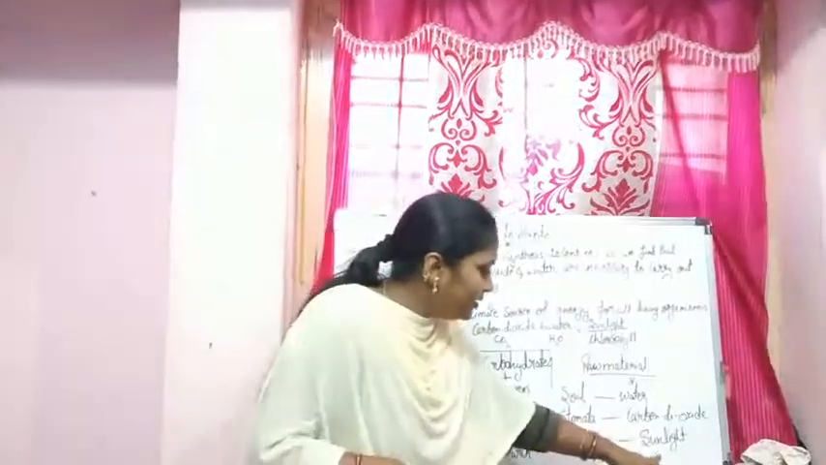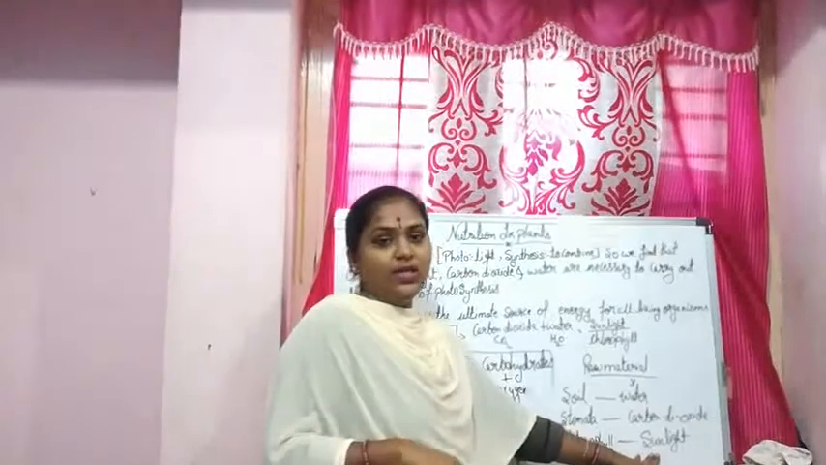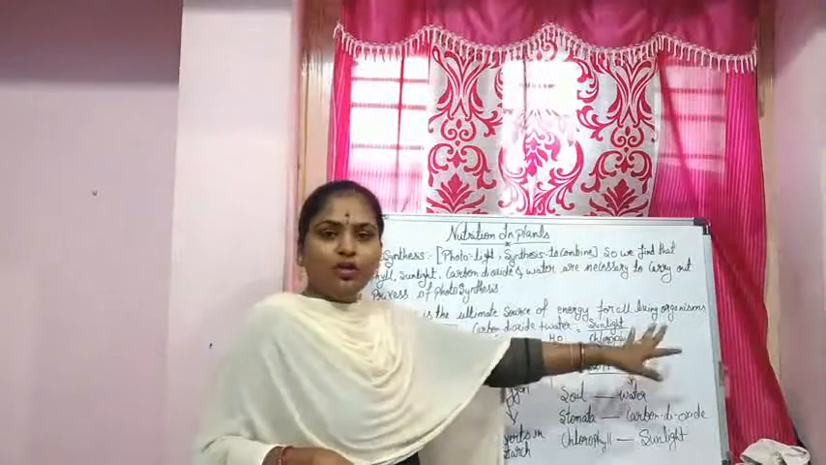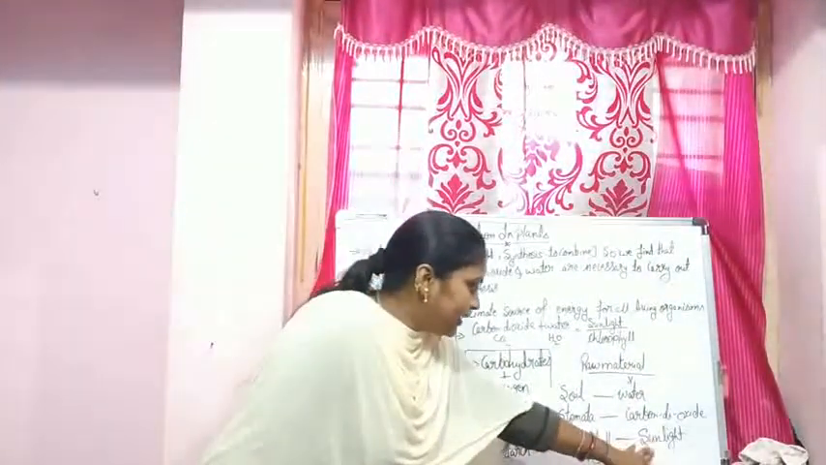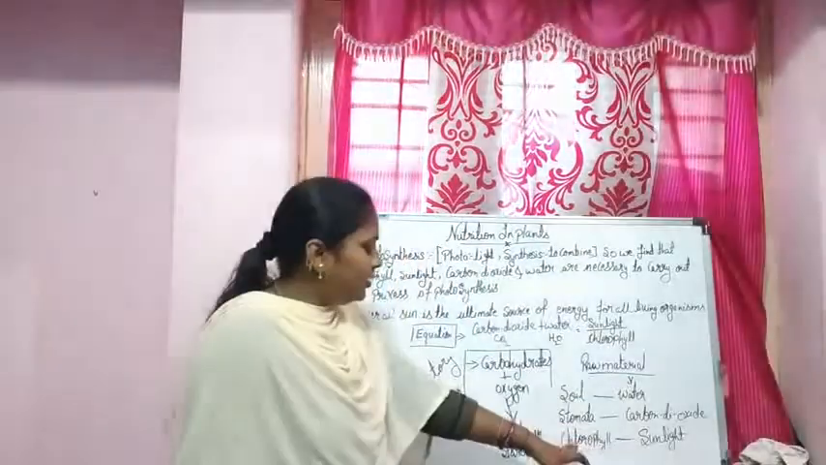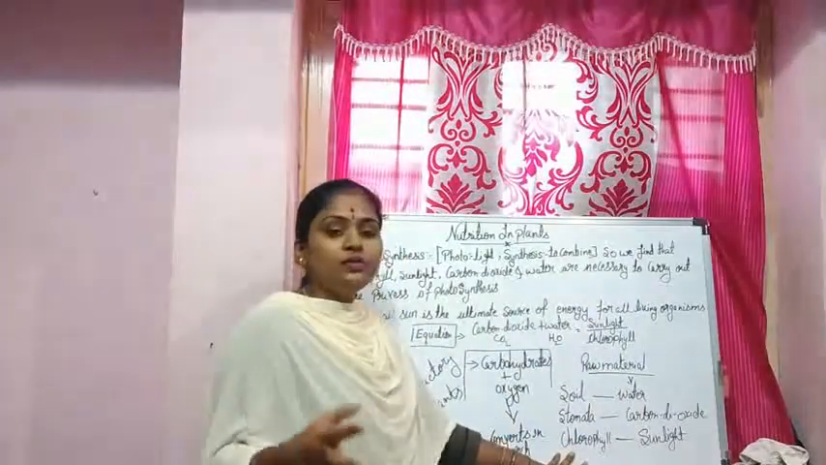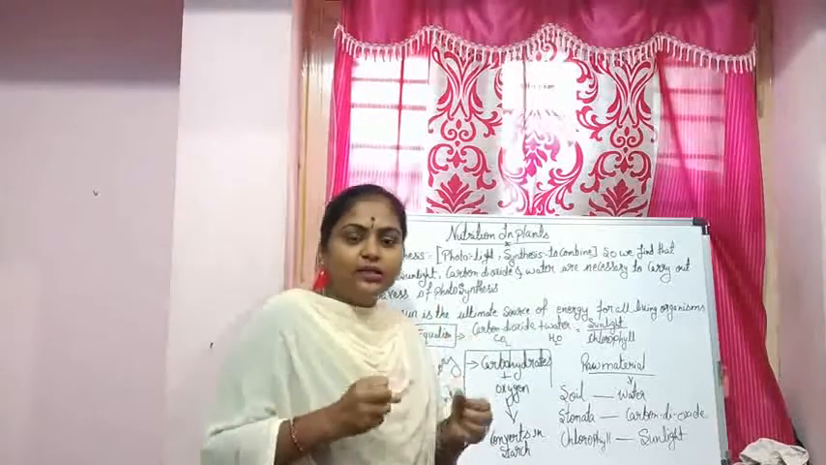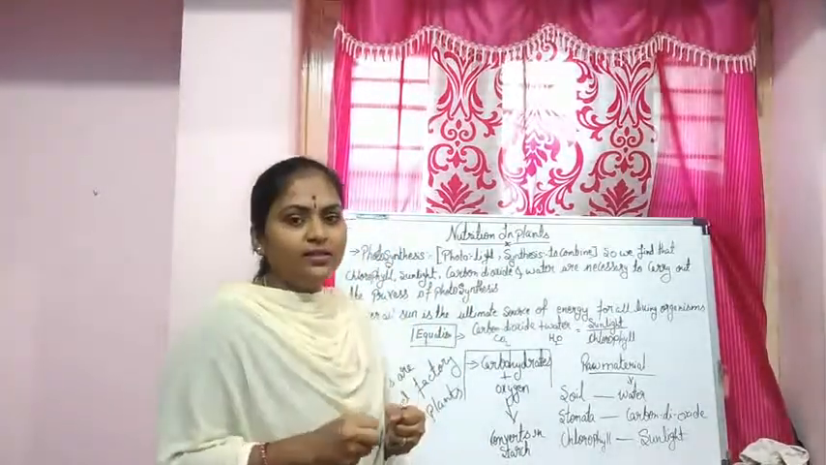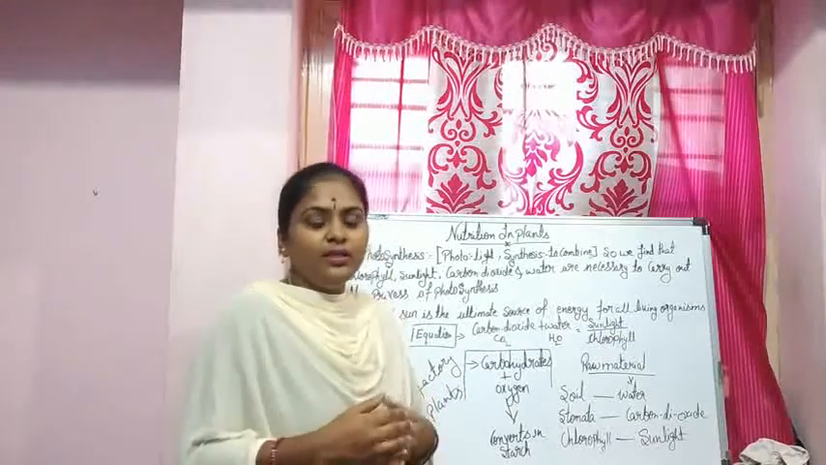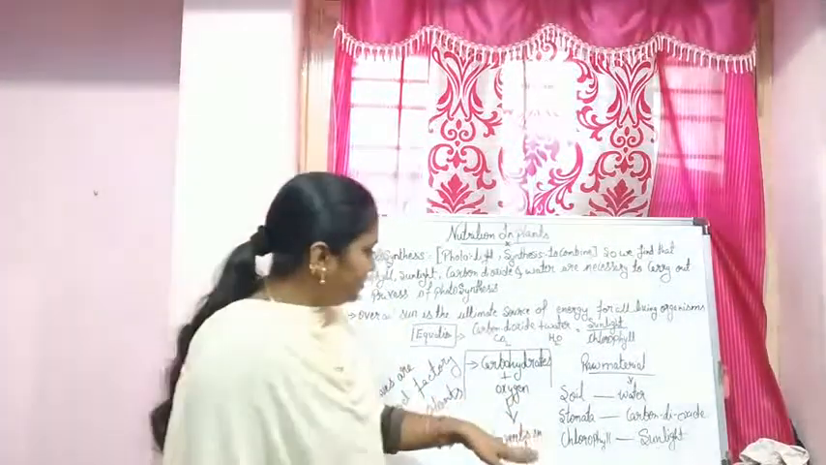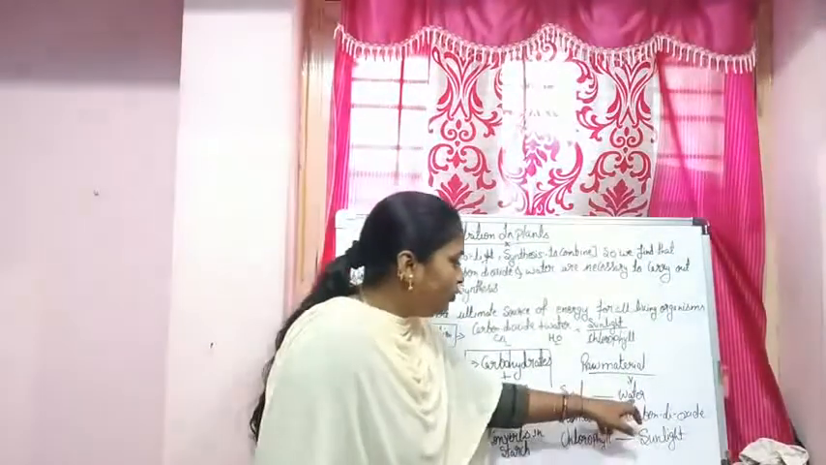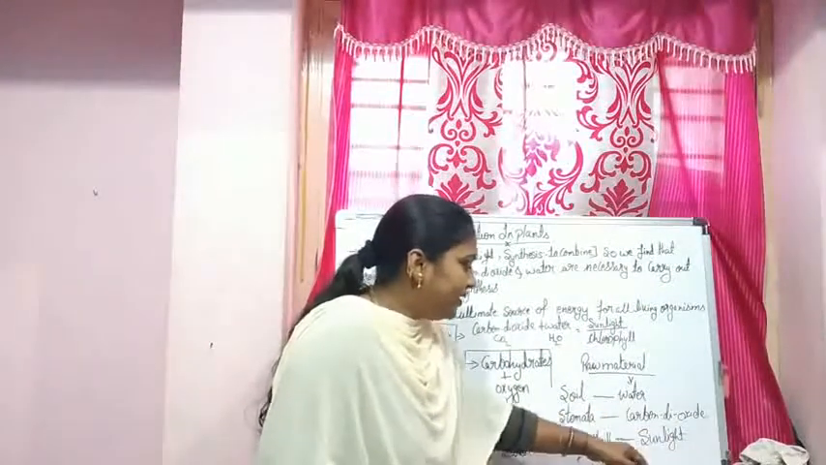Then after that, sunlight. The main source, I told you, is that overall the sun is the ultimate source of energy for all living organisms. In the leaves there is chlorophyll that will attract the sun rays. So now we have got all the raw materials for the plants. What are they? Water and minerals, carbon dioxide, sunlight.